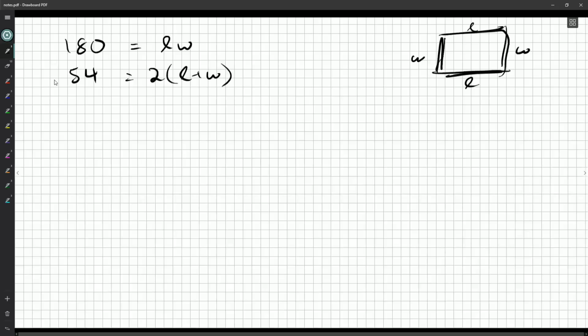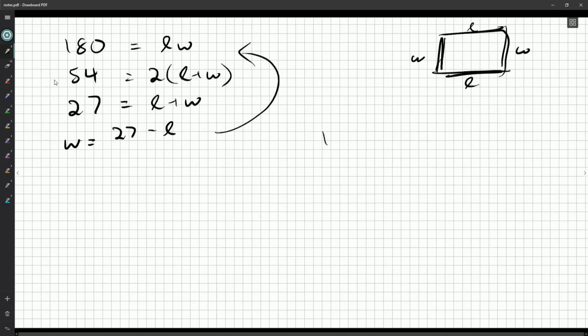Divided by 2, that means 27 is length plus width. Now what we can do is we could say that width is 27 minus length. Just subtract L from both sides. And then plug that back into this original expression here. So 180 is now length times 27 minus length. And now we're going to get a nice little quadratic here.